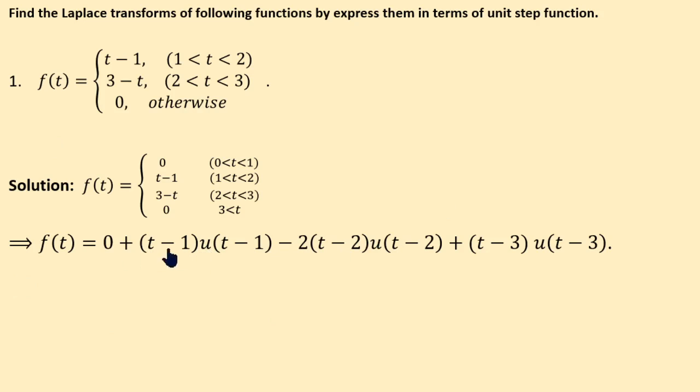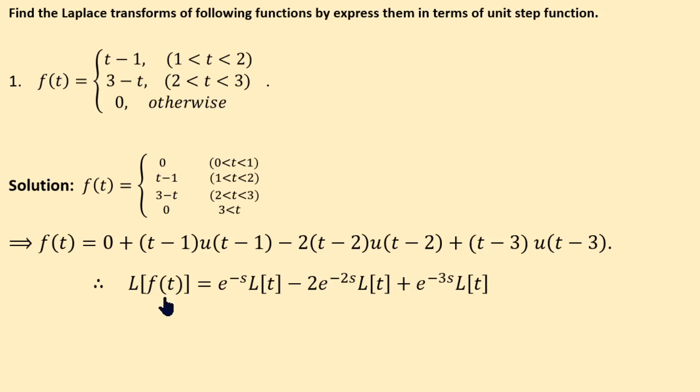Now f of t is t minus 1 here, a is 1 here, e power minus 1s into Laplace transform of f of t plus 1. So f of t plus 1 is t plus 1 minus 1, so t. Here also e power minus 2s Laplace transform of f of t plus 2, this t plus 2 minus 2 is t, minus 2 times Laplace transform of t. Here e power minus 3s into Laplace transform of f of t plus 3, t plus 3 minus 3 is t, so Laplace transform of t.